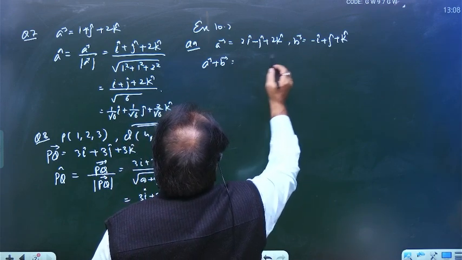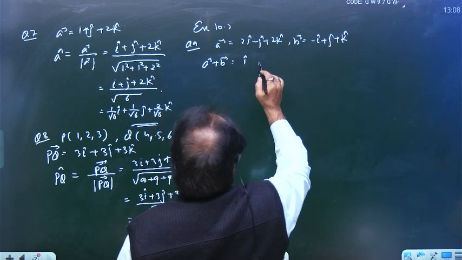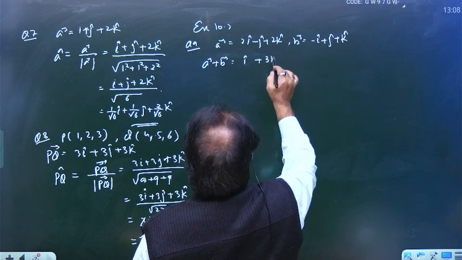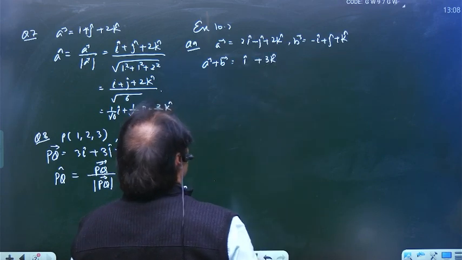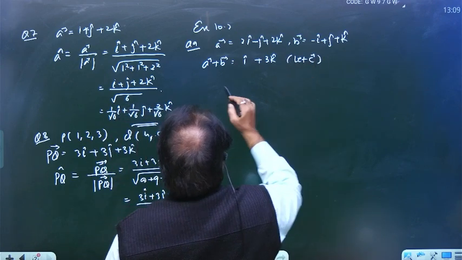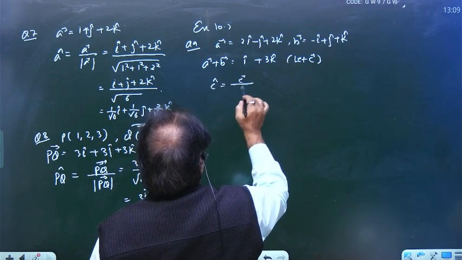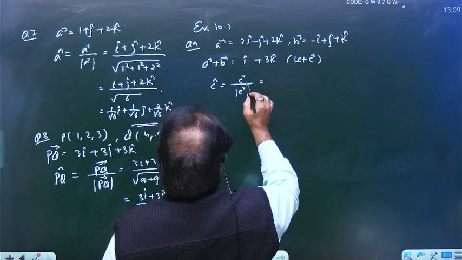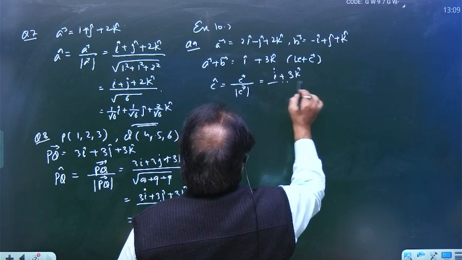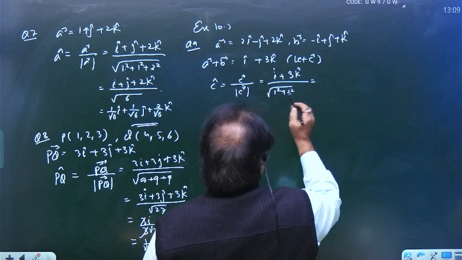So 2i cap and minus i cap is i cap, minus j cap plus j cap cancel out, it will be 0, and plus 2 and plus 1 is equal to 3k cap. So this is the sum. Let it be vector c. The unit vector of c is equal to vector c upon magnitude of c. So vector c is i cap plus 3k cap divided by root over of 1 square plus 3 square, so that is root over 10.